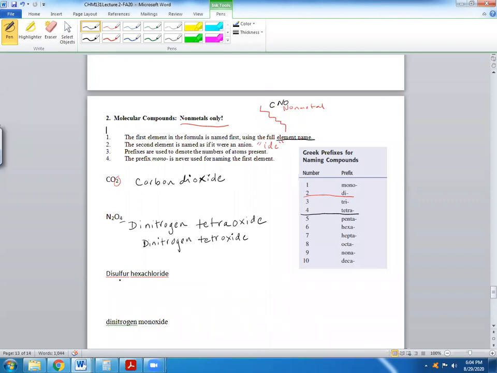Next, we have disulfur hexachloride. So disulfur means I have two sulfurs. Chloride is a Cl, so this is 2. Hexa means 6, Cl6.